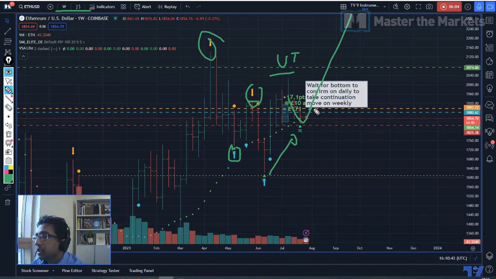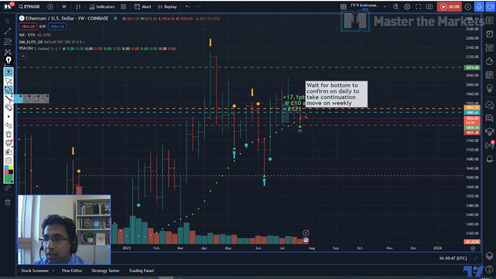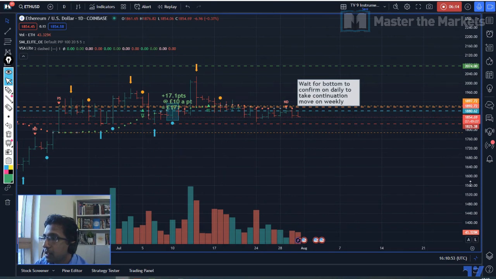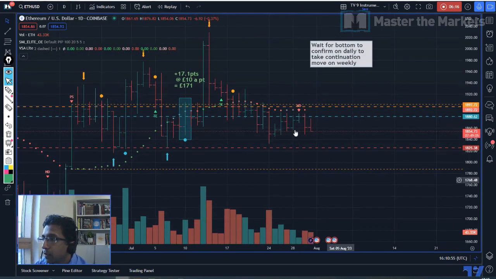Other than that, traders, so this one is a continuation move, isn't it? So that's not happening. The bottom is not confirming on the daily, and also our VSA volume spread analysis indicator, Light indicator, is also showing a red flag here, a red dot. So that's good. They're all aligning.